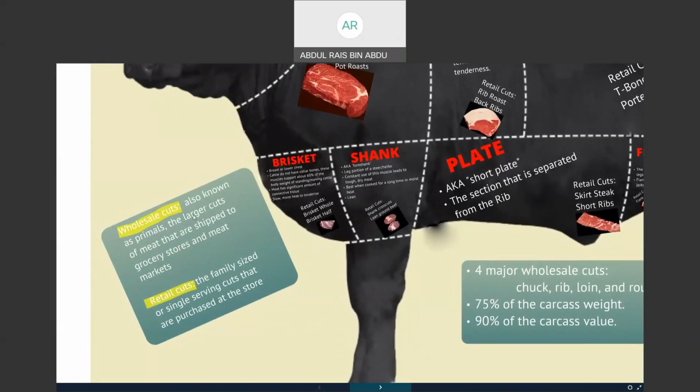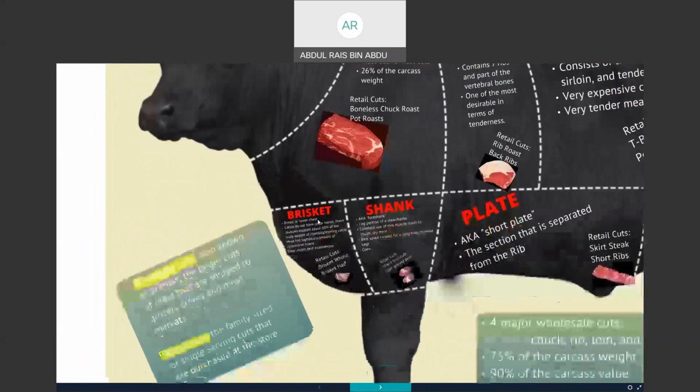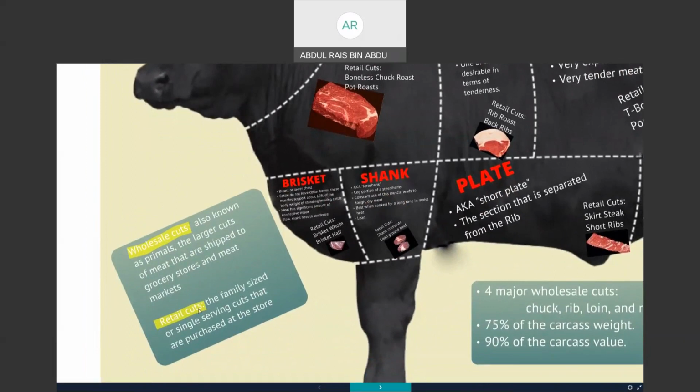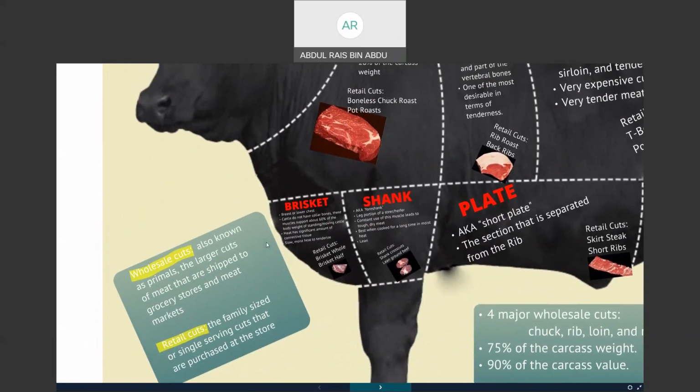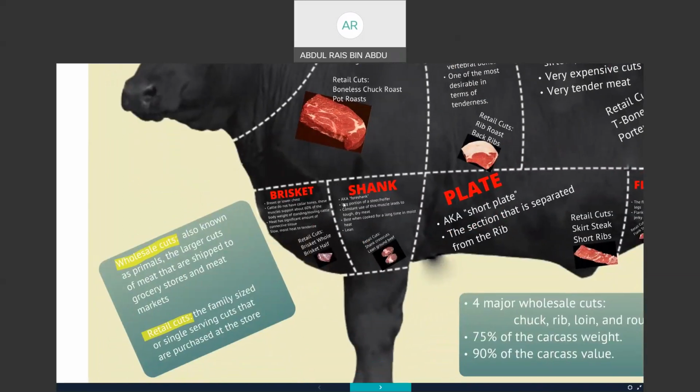And also in the notes, it says here wholesale cuts, primal cuts, the large cuts of meat that are shipped into grocery stores, for example the chuck, brisket, shank, while retail cuts are the family size or single serving cuts that are purchased in the store. So wholesale cuts are big pieces, the brisket, the shank, the chuck, ribs, while the retail cuts are the specific cuts that are produced from a specific section.